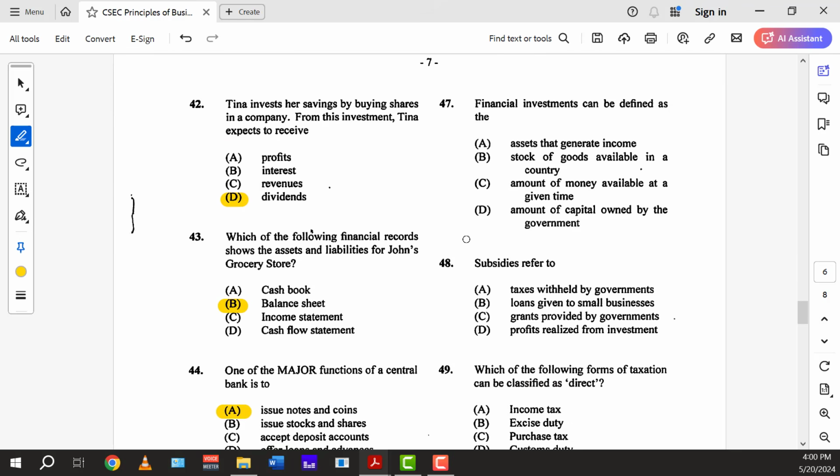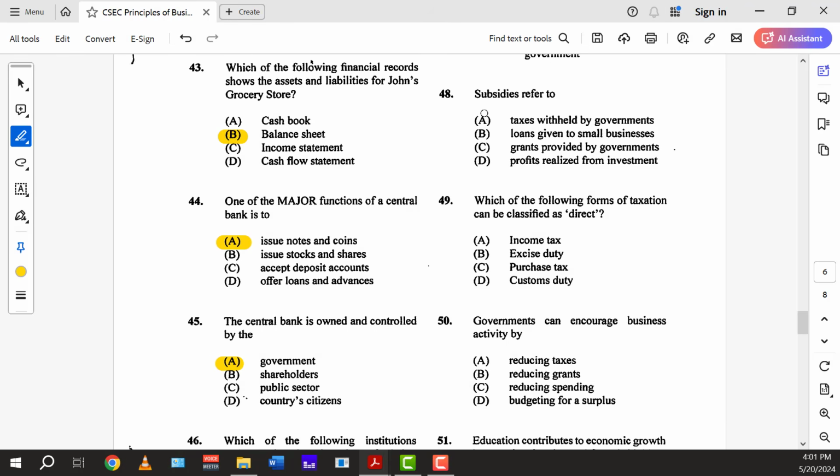47. Financial investments can be defined as the A. Assets that generate income. B. Stocks of goods available in a country. C. Amount of money available at a given time. Or D. Amount of capital owned by the government. And so investment, best answer A. Assets that generate income. Investment is spend now to get money later.